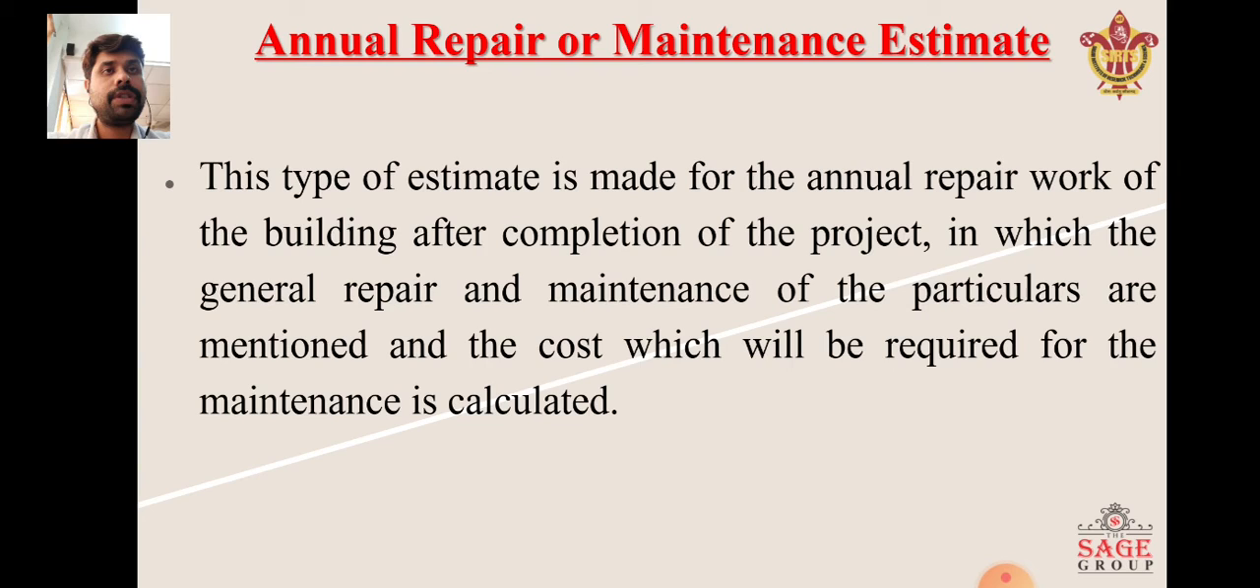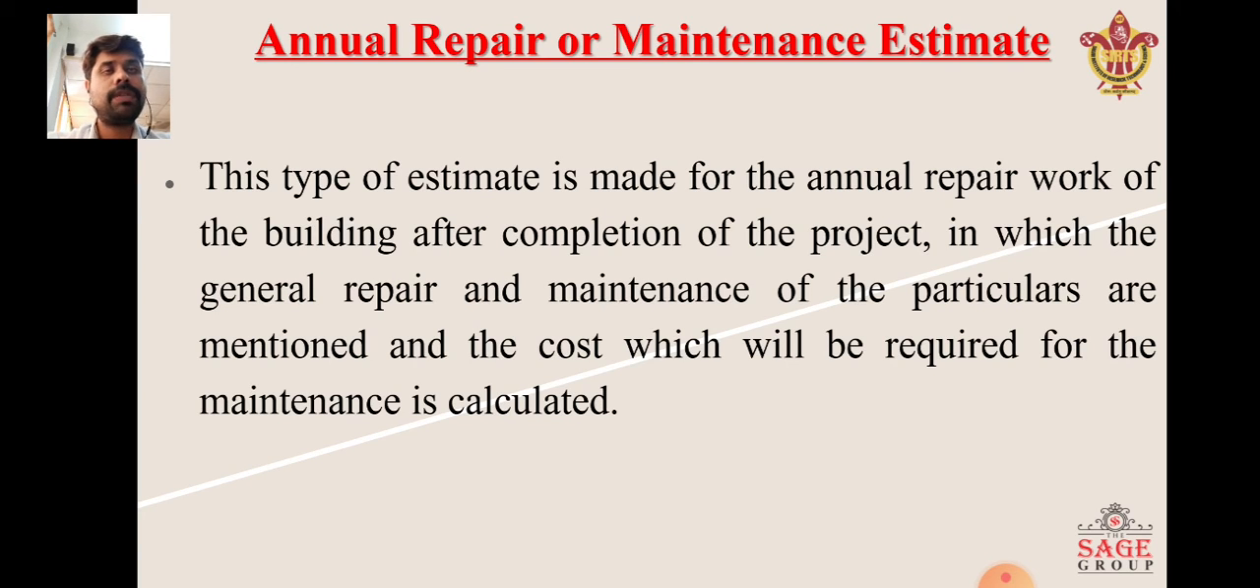This type of estimate is made for annual repair work of the building after completion of the project. It means if the project has been completed, then we have to prepare an estimate which will give the details of the annual repair and maintenance of that project, in which general repair and maintenance particulars are mentioned, and the cost which will be required for the maintenance is calculated.